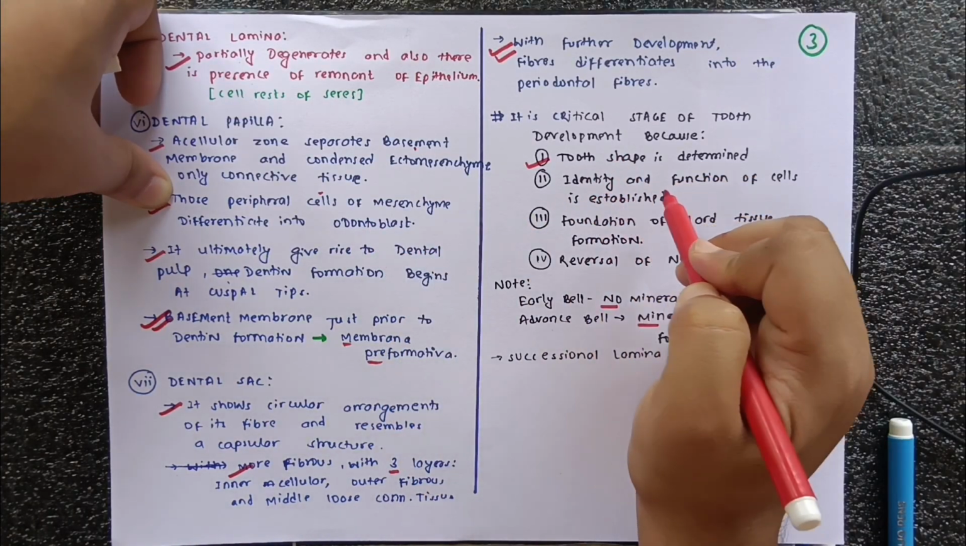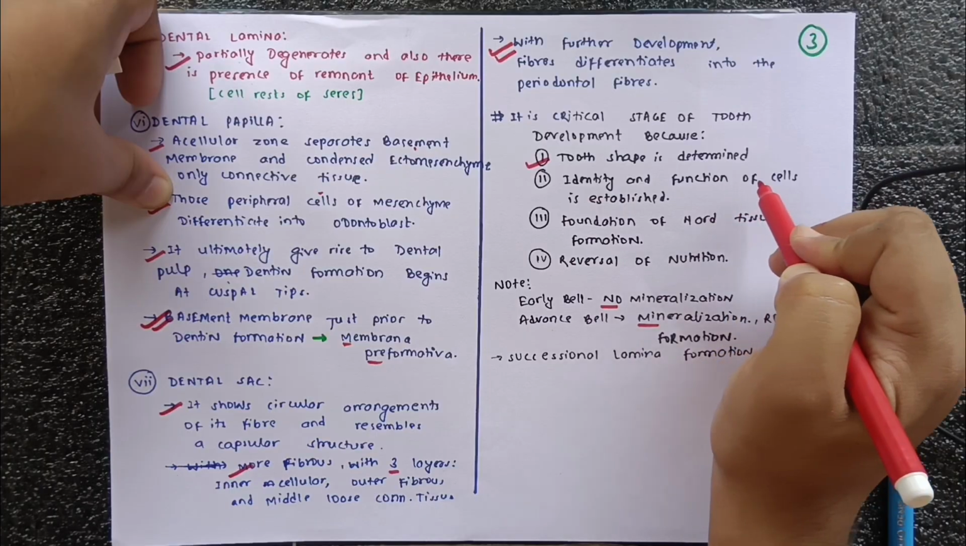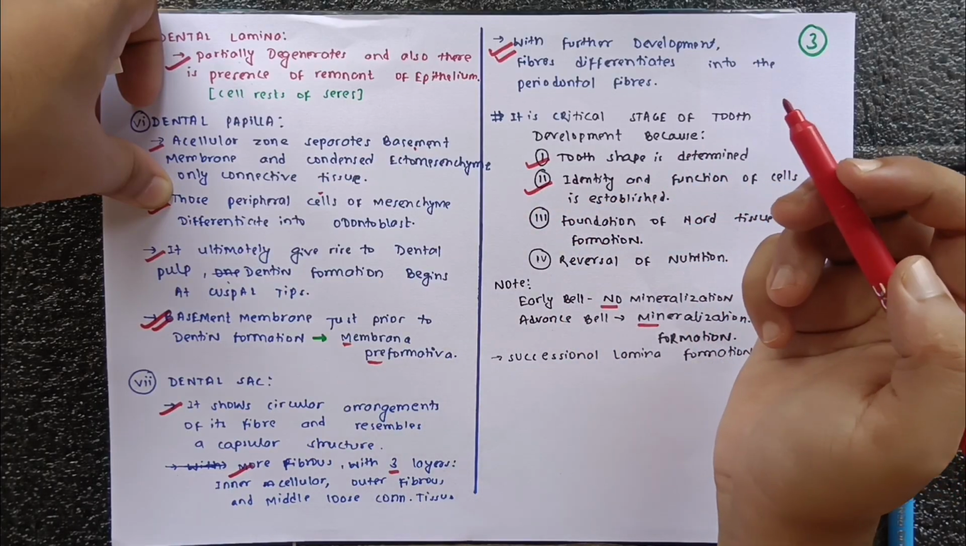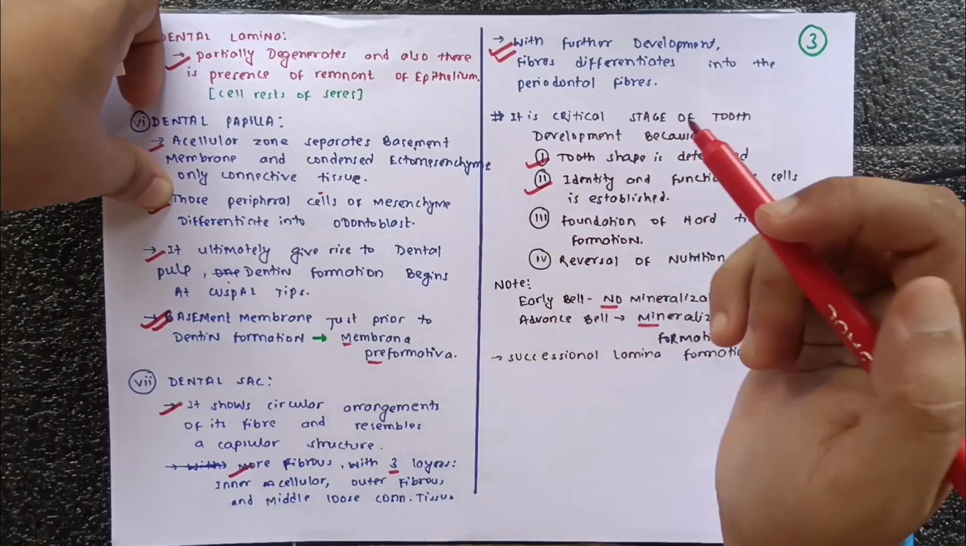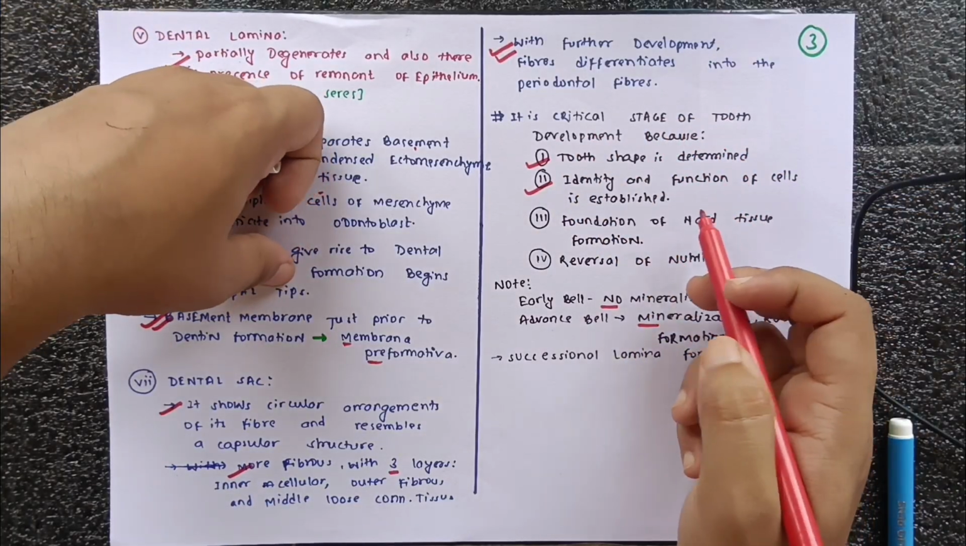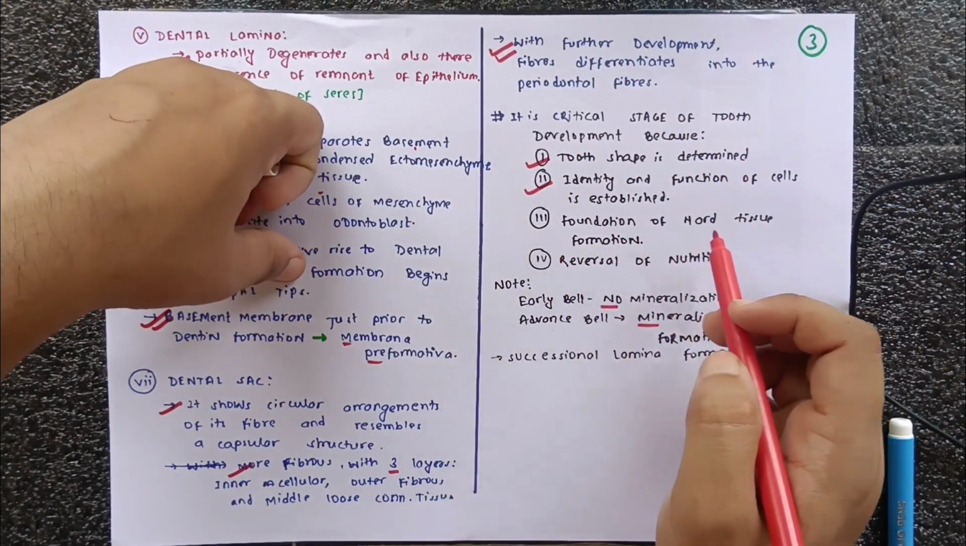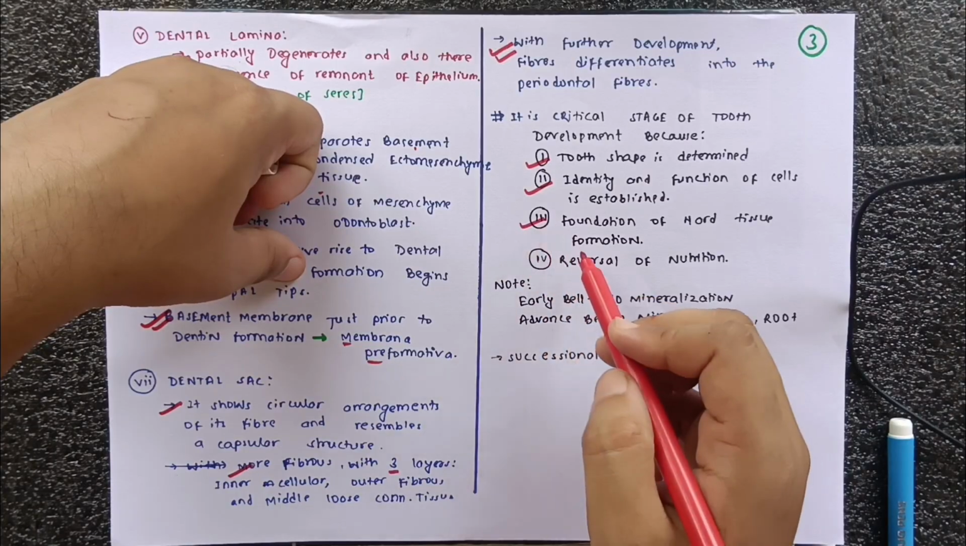After that, the identity and the functions of the cell are established. So the identity and functions of the cell are also established in this stage of tooth development. And similarly, the foundation of the hard tissue formation is laid.